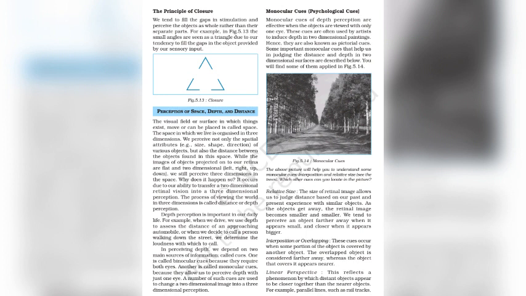While the images of objects projected onto our retina are flat and two dimensional, left, right, up, down, we still perceive three dimensions in the space. Why does it happen so? It occurs due to our ability to transfer a two-dimensional retinal vision into a three-dimensional perception. The process of viewing the world in three dimensions is called distance or depth perception.